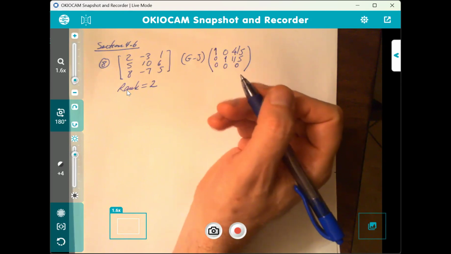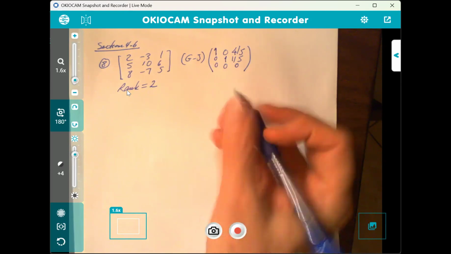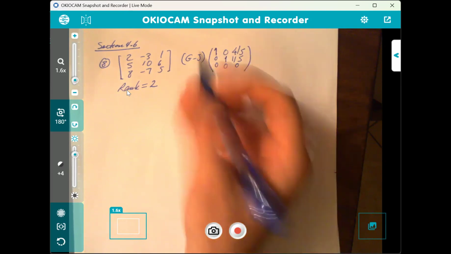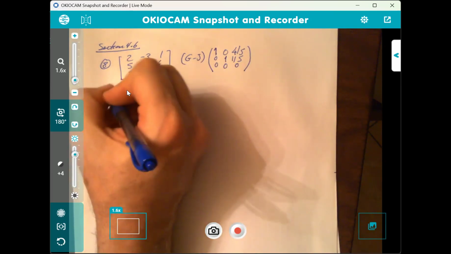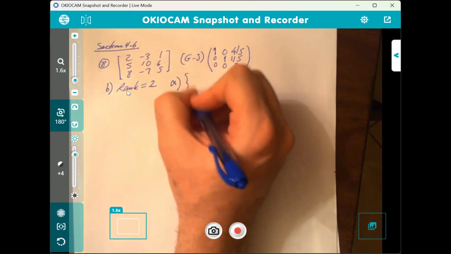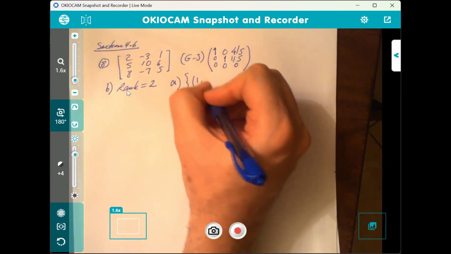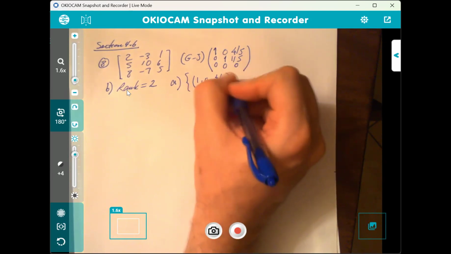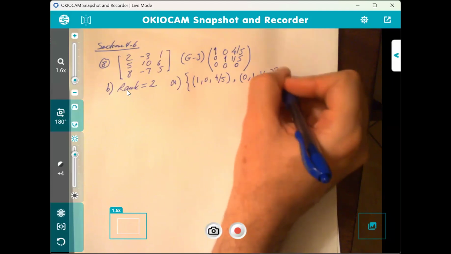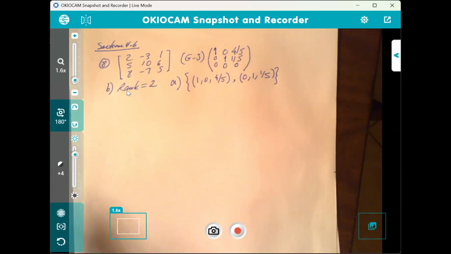Now, what about the basis? For a basis for the row space, you just look at the non-zero rows. So this is actually part B. Rank is 2 for part A. The basis is going to have 2 vectors in it: 1, 0, 4/5, and 0, 1, 1/5. And there you have it. That's exercise number 8.